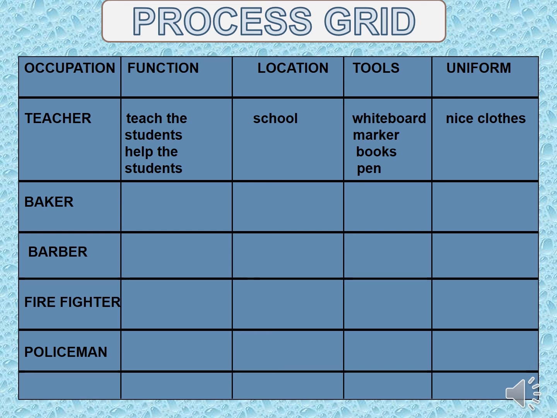What you have to do is, one example is done for you. For example, teacher. The function of a teacher is to teach the students and help the students. The location where a teacher works is a school. The tools which a teacher uses are whiteboard, marker, books and pen, and the uniform which they wear is nice clothes. In the same way, you'll have to fill this process grid for the occupations baker, barber, firefighter, and policeman.